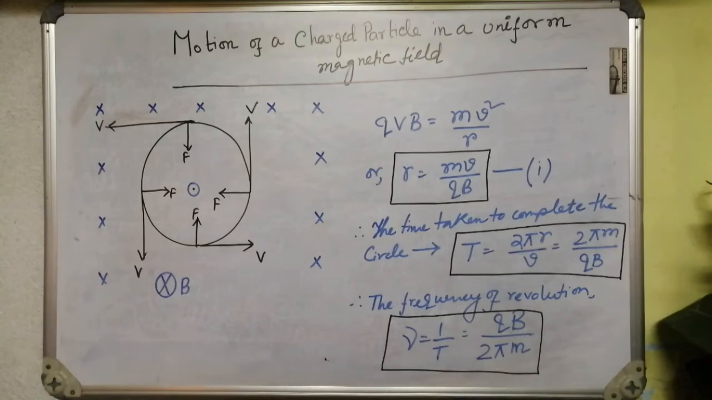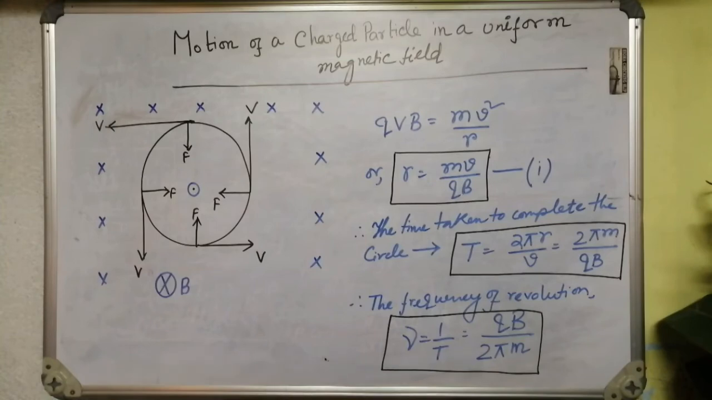If r be the radius of the circle, then we can write qvB = mv squared by r. You know about this. So we can write r = mv by qB. The time taken to complete the circle, or the time period, is T = 2 pi r by v = 2 pi m divided by qB. It is a formula, so we kept it in a box.